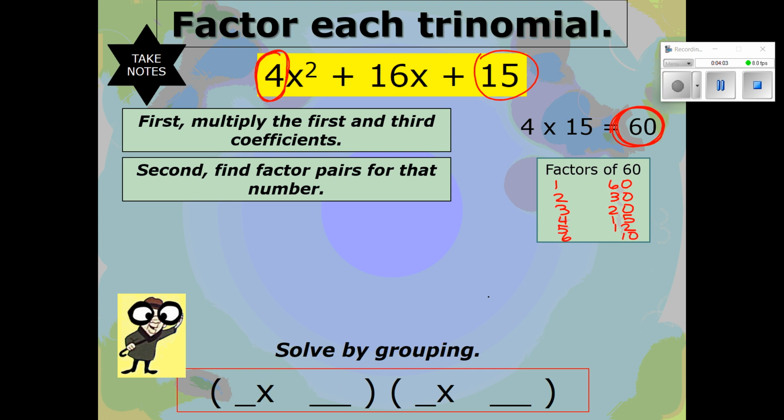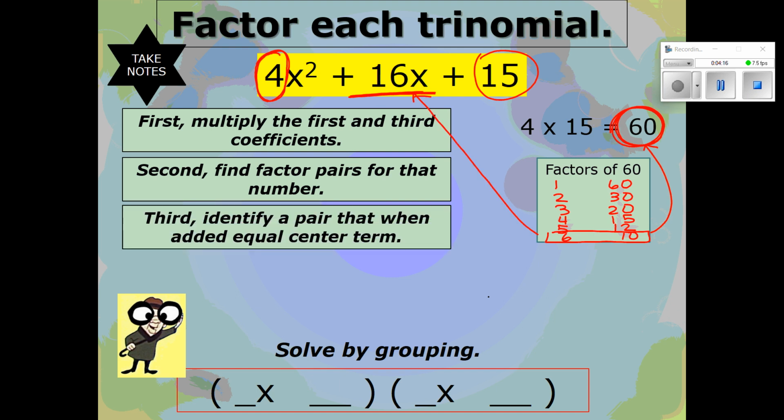We want factor pairs that make, again, this center term, the B term we call it. So if I look over here at my list, I see that 6 and 10 multiply to get 60 and add together to get 16. So we found the pair that we need. That was the third step: identify the pair. Now we're going to do a technique which many people call slide and divide.